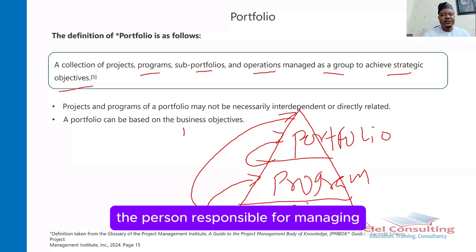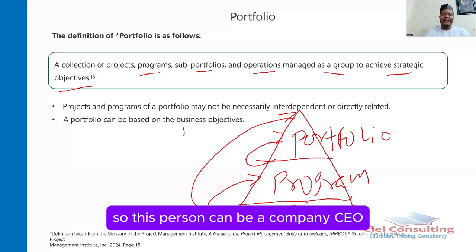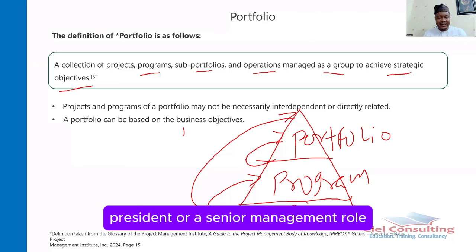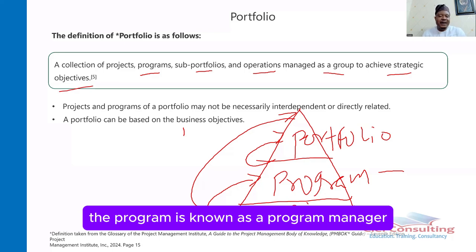The person responsible for managing the portfolio is typically known as a portfolio manager. So this person can be a company CEO, president, or a senior management role. The person responsible for managing the program is known as a program manager.